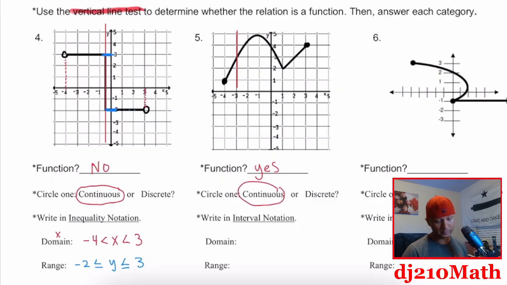It is continuous. Now, for the domain in interval notation, the one with parentheses and brackets, the domain is going to be the x's. The smallest x point, which is to the left, is going to be -4 with the bracket because it's a closed circle. And the greatest x value to the right is going to be 3. Again, closed circle with the bracket.